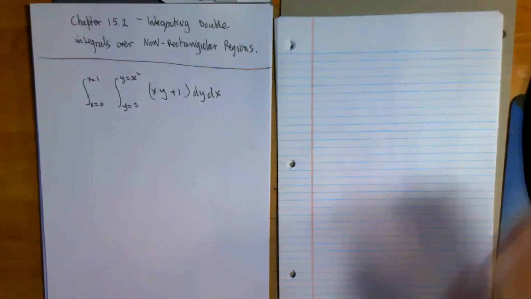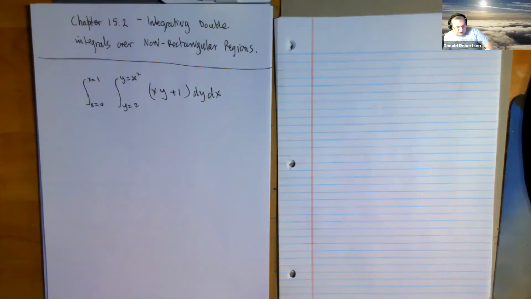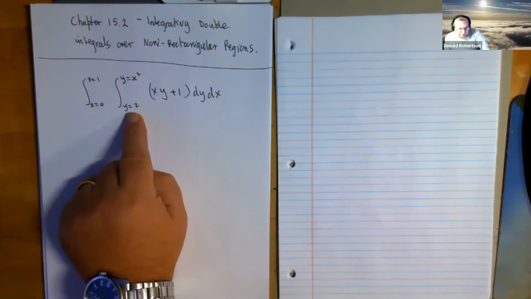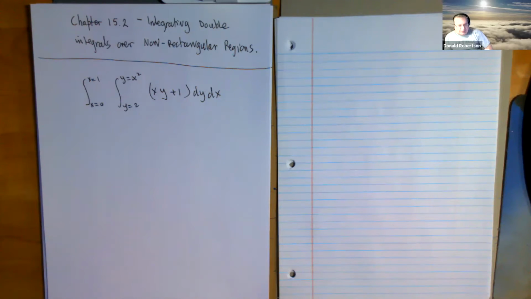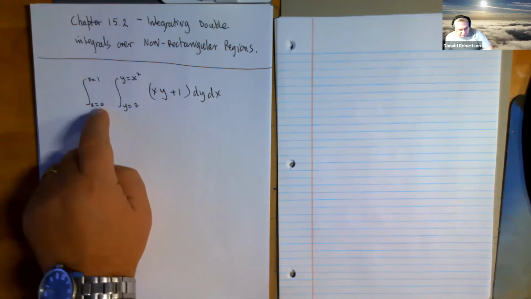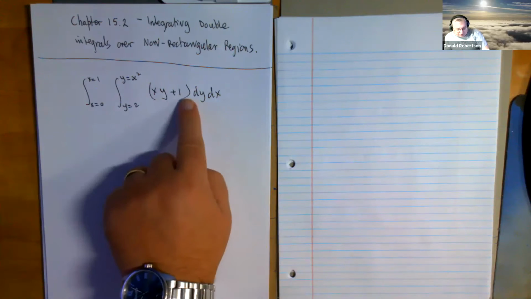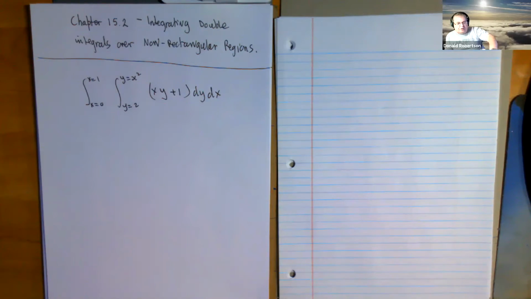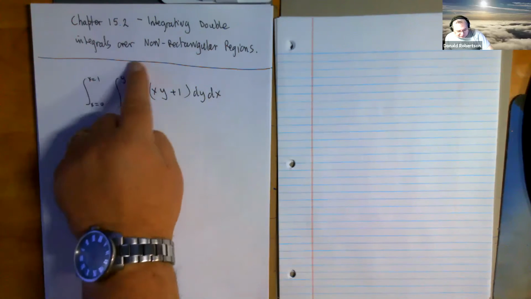Okay, here we go. This one's set up. We're going to evaluate y from 2 to x squared, and we're going to do x from 0 to 1. And this is going to be the function. So this would be the function that's floating above, and then below it, there's this region.